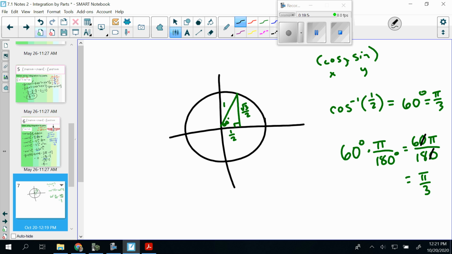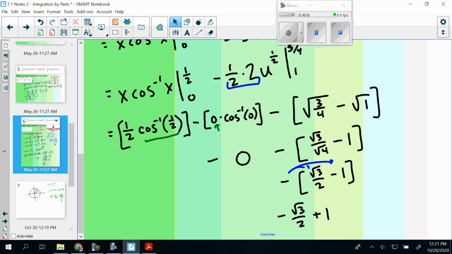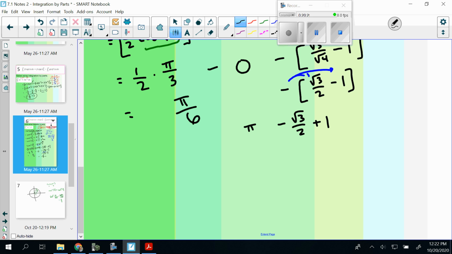So going back to our problem now, when we want to evaluate this, and this is something like on an AP test you should be able to do without a calculator. They could expect you to do that. This would end up being 1/2 of pi over 3, because inverse cosine of 1/2 is pi over 3. All right, so to finish simplifying that, this would be pi over 6 minus all that stuff. So that would be the exact answer of this one.